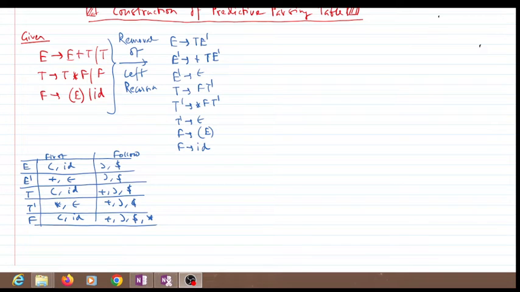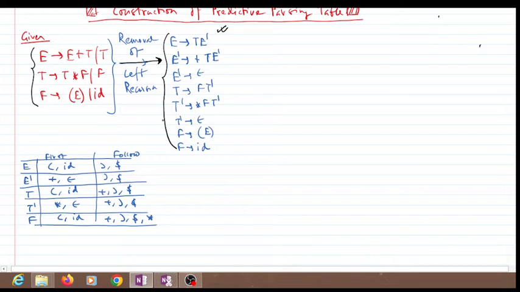Hello, let us see how to construct the predictive parsing table. In order to construct the predictive parsing table, we are given this grammar, that is this set of production rules. If we observe these production rules, we will see that this set of production rules contains left recursion. Hence, we need to remove the left recursion. So, after removing the left recursion, the grammar will be this. This is the set of production rules that the new grammar will have.